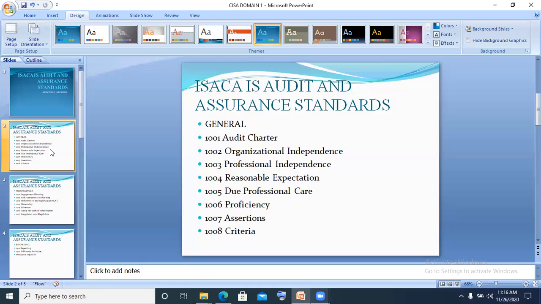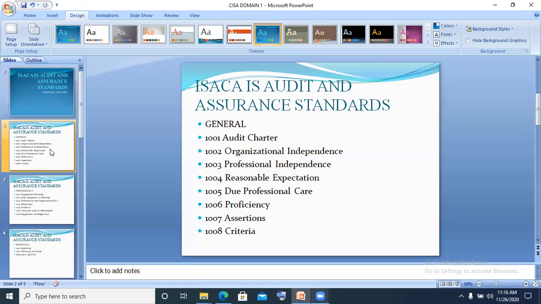107, assertions. Assertions are made by management. And those assertions might be valid or might be invalid. Let me give you an example. When you take a balance sheet, or statement of financial position as accountants call it now using IFRS, you see non-current assets. Under non-current assets, you have plant, property, and equipment, PPE, $6 million.